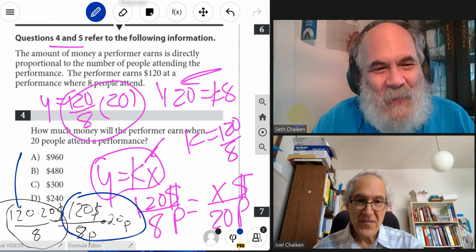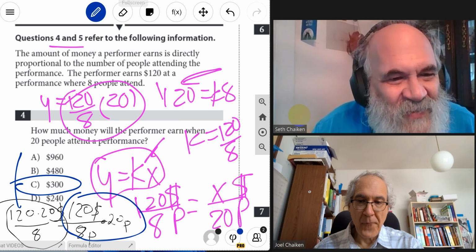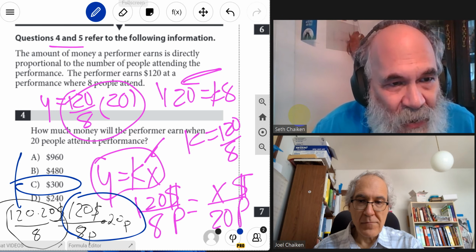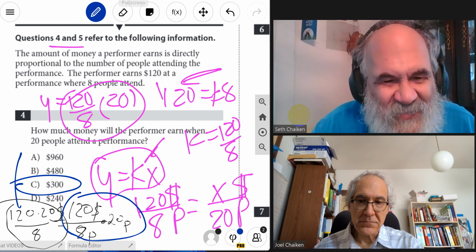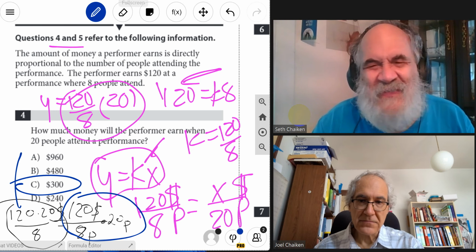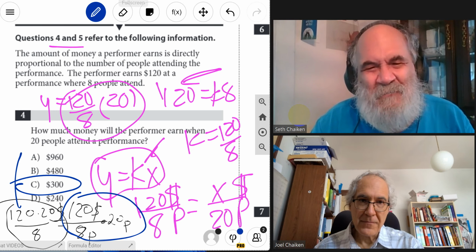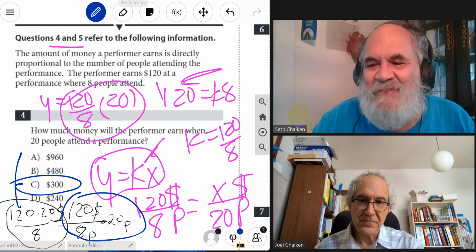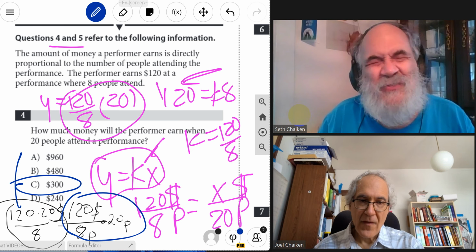But if you see the cancellation right away, you might as well skip the calculator. If you see it, get the answer, don't bother. If you're a little flustered, then do use the calculator.